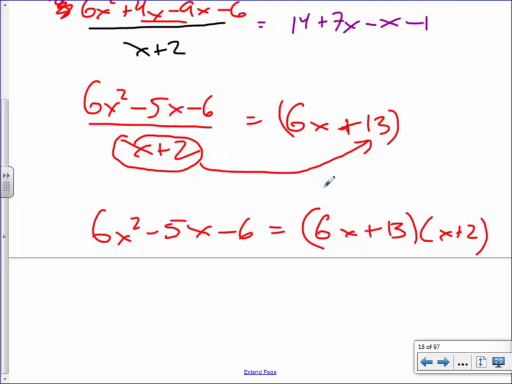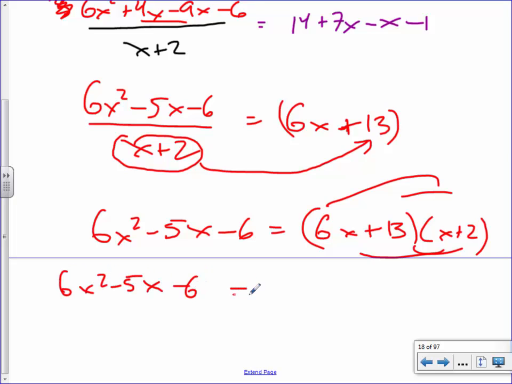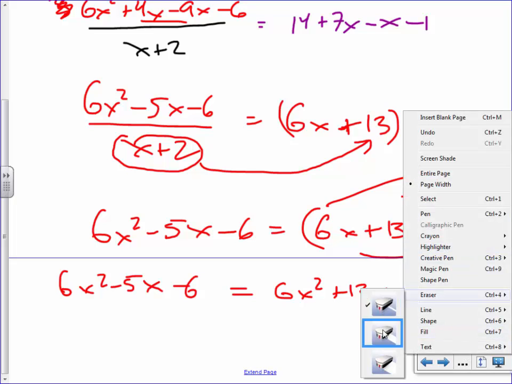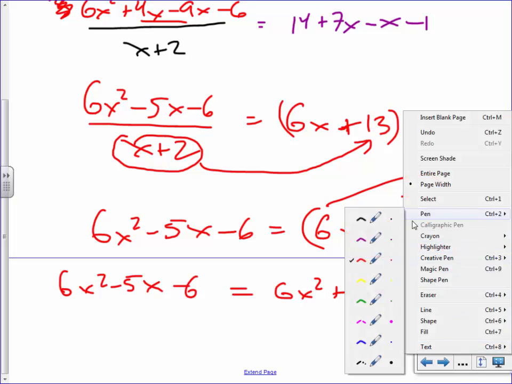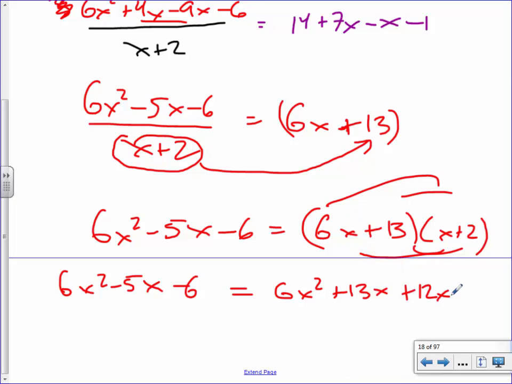Alright, do some more foiling then, right? Foil this stuff over here. So I'll just keep writing this. 6x squared minus 5x minus 6 equals 6x squared plus 13x plus 12x. No, not plus 12x. I did that wrong. 6x squared, 13x, oh no, 12x. 12x and 26. There.